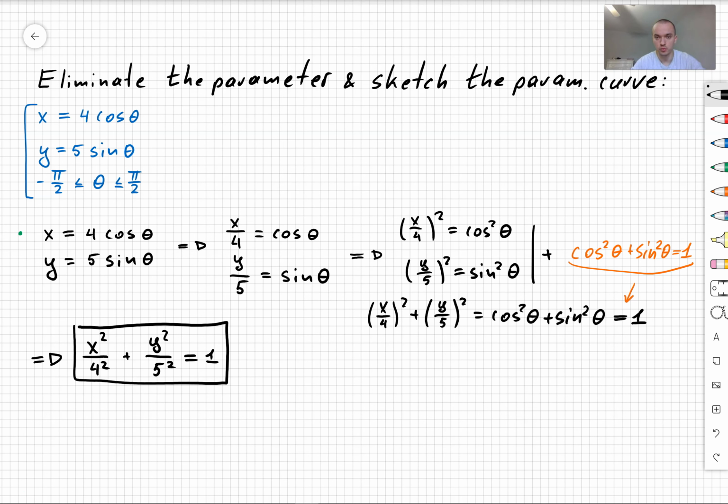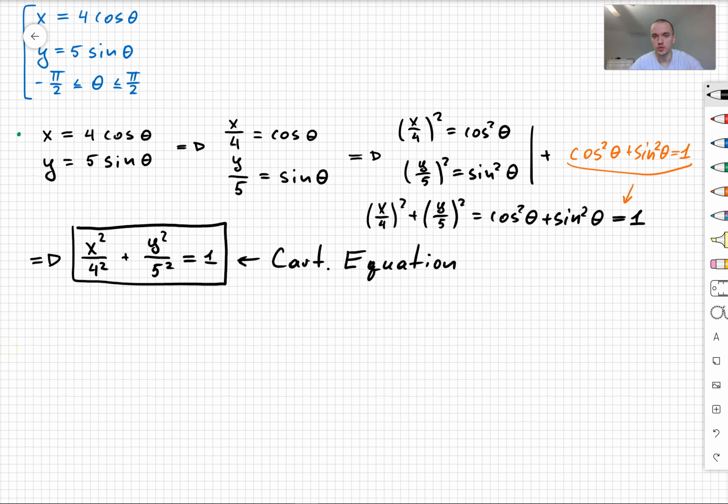So finally, what do we have? We have that the original parametric equation we're going to rewrite as this Cartesian equation, which is x squared over 4 squared plus y squared over 5 squared. In other words, we just finished step 1 for sketching a parametric equation.